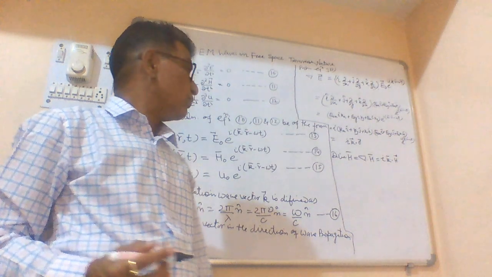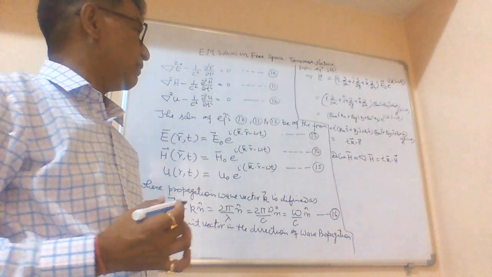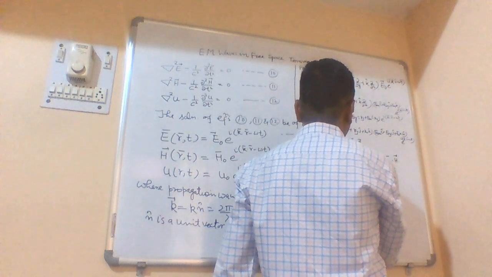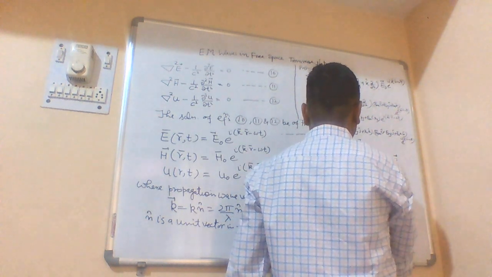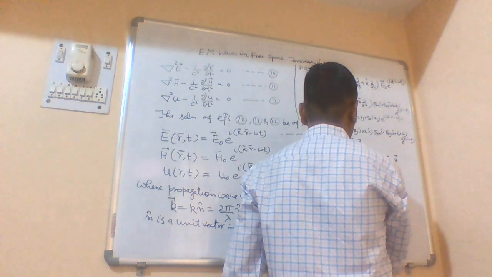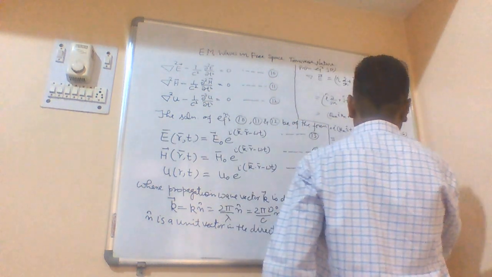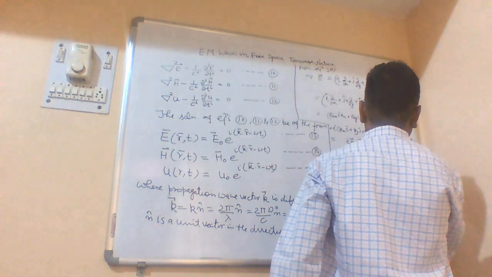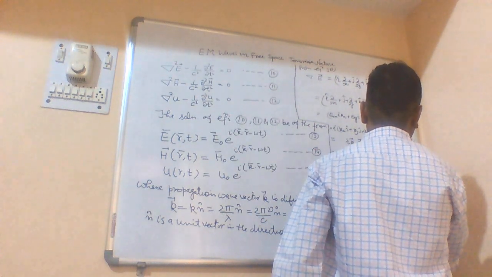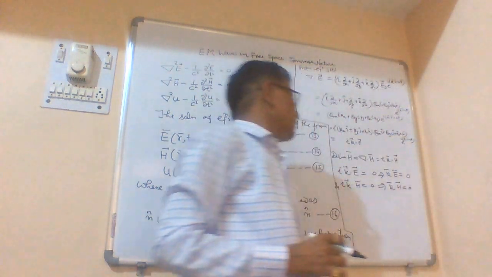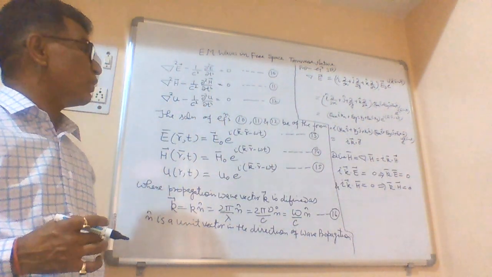So substituting the values of divergence E and divergence H in equation number 3 A and B, we have i k dot E is equal to 0 and i k dot H is equal to 0. This implies that k dot E is equal to 0, k dot H is equal to 0. If the dot product of two vectors is 0, it means that the vectors are perpendicular to each other.